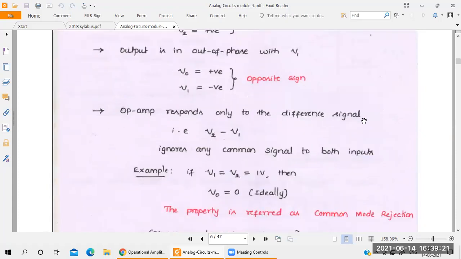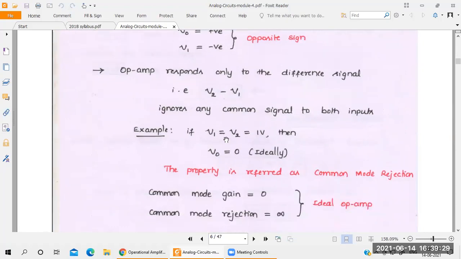Op-amp responds to only the difference in signal. Already I told you, right? The op-amp senses the difference in input voltage. Suppose V1 and V2 are equal to 1 volt. When there is the same voltage in V1 and V2, the output is always 0. You have to remember this. These are the basics.